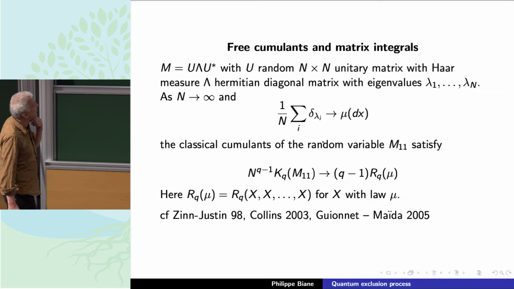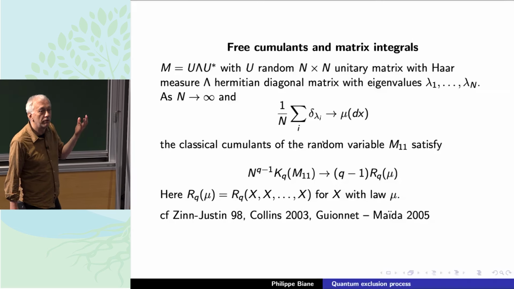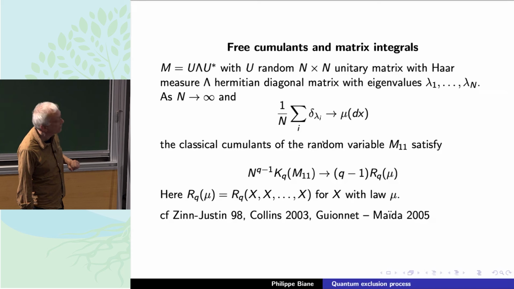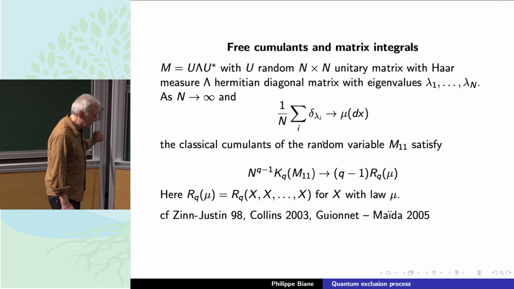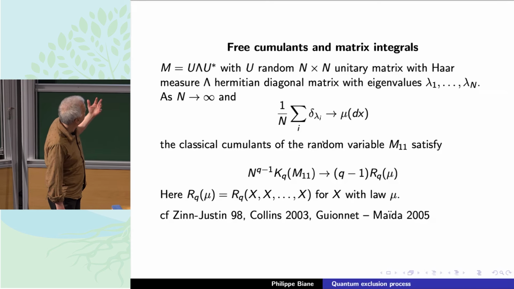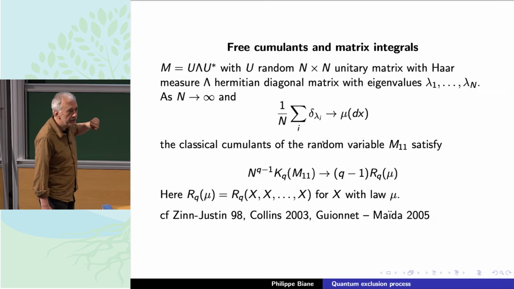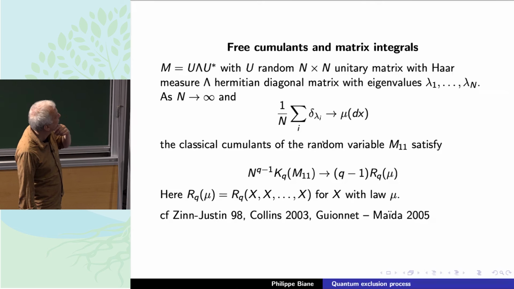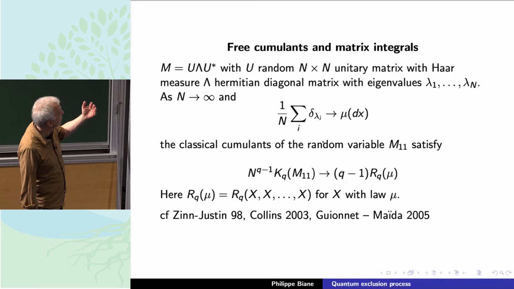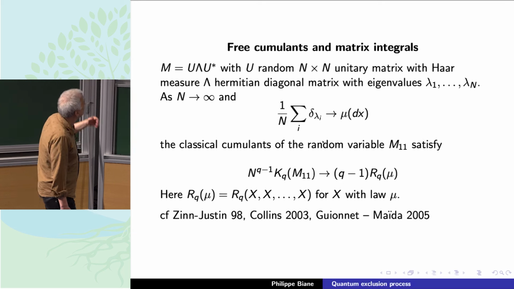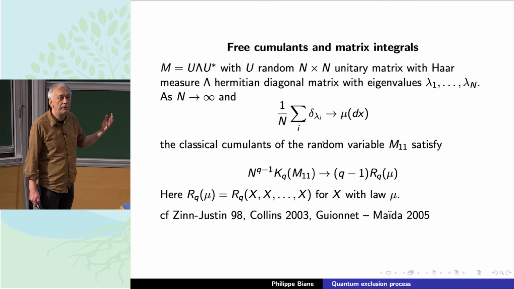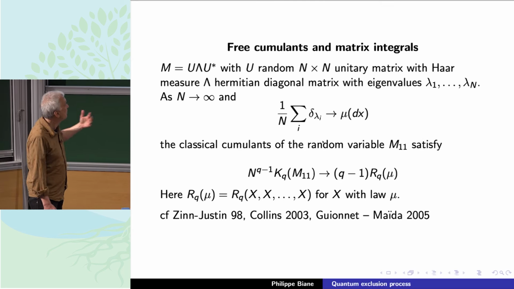Okay, so let me show you a connection between free cumulants and matrix integrals, maybe the simplest way to see free cumulants appearing in matrix integrals. For this, I take the following model. I take a Lambda, a diagonal matrix with eigenvalues lambda_1, ..., lambda_N, say Hermitian. And M will be a random matrix obtained by conjugating Lambda by U, a unitary which I choose with Haar measure, of dimension big N.